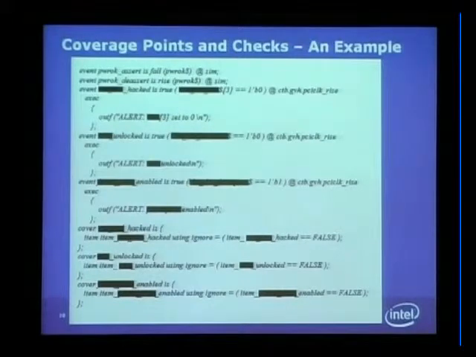So this is one of the examples that we have when we do our pen testing. This is how we write the coverage point and check. We are crossing out all the signal names because this is top secret.